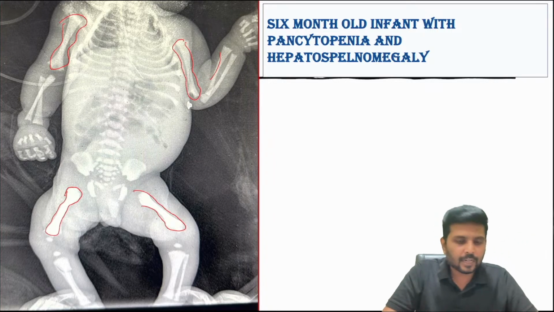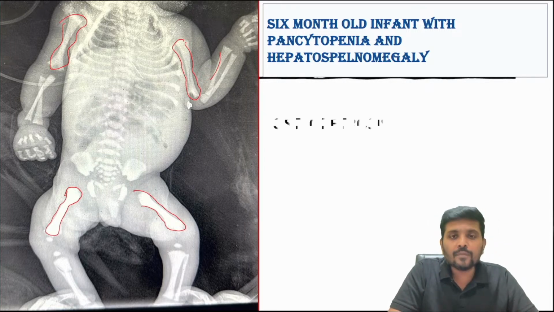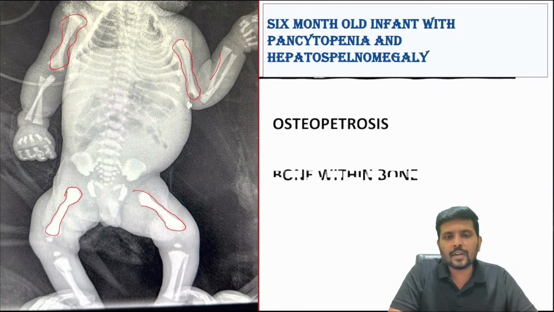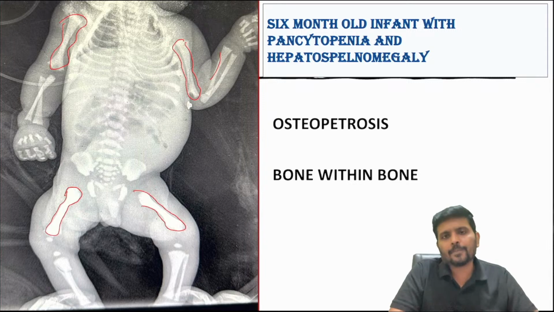So this is called as what? Bone within bone. And this is called osteopetrosis. Your marrow cells are replaced by bone. Whenever you have a child with pancytopenia, particularly an infant, along with hepatosplenomegaly.